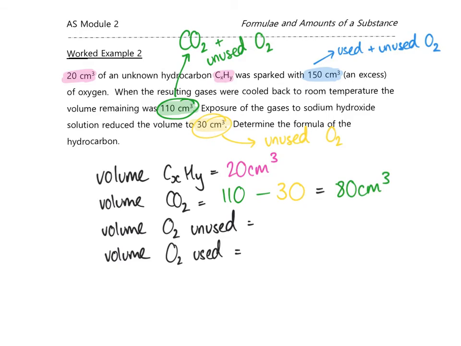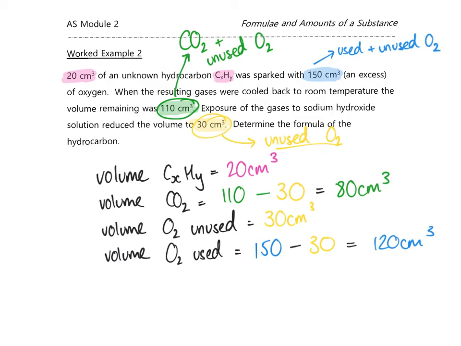The volume of unused oxygen is just straight from the question again, 30 centimetres cubed, because that's all that's remaining after the gases have been treated with sodium hydroxide, as that removes the carbon dioxide. And then the volume of the oxygen used, remember, is just the difference between your starting volume, 150 centimetres cubed, remembering that that was an excess, and you take away the volume that is unused, and the difference between the two is 120 centimetres cubed. So check those values, make sure they're correct before you move on.